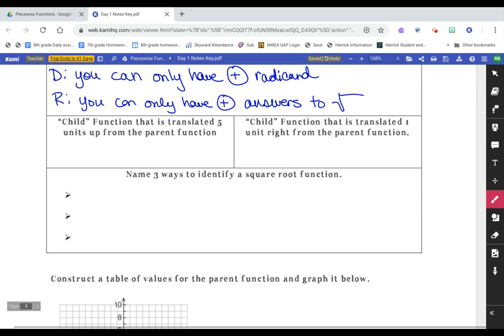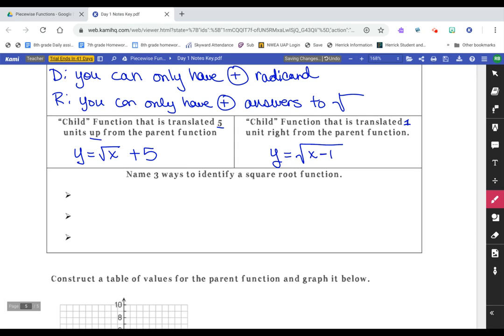All right. So what if we had a child function that is translated 5 units up? So 5 up. If it's up or down, the number is being added or subtracted outside. So y is equal to the square root of x, and then we're adding 5 because it's going up, and we're adding it outside. If we wanted to have the child function be translated 1 unit to the right, then it would be y is equal to the square root, and right and left go inside the radical sign. So we're going to go x minus 1 because subtraction is moving to the right.